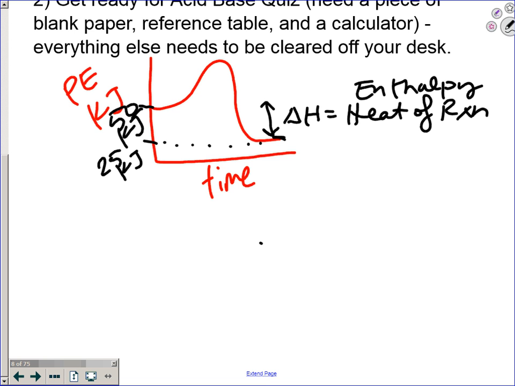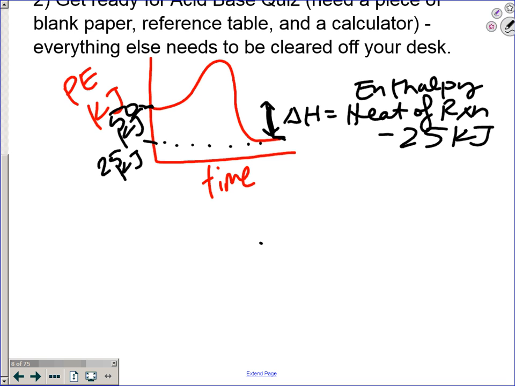So the enthalpy of reaction is what in our case? So I'm going to put a negative on that because it's being released. So this is negative 25 kilojoules. So the difference in energy is just the difference between the reactant energy and the product energy. Are we clear on how to get energy of reaction?